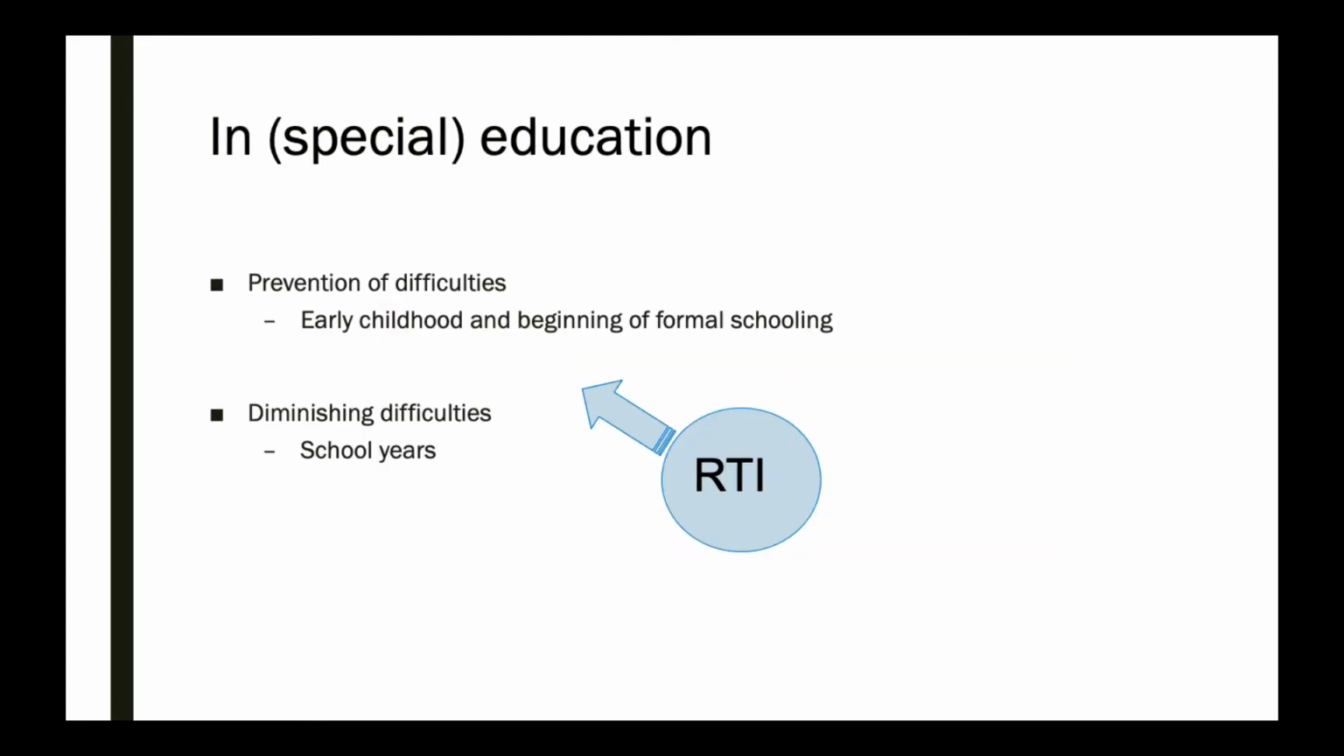In special education, intervention may mean that we try to prevent difficulties, for example, math difficulties. These interventions then often take place in early childhood and in the beginning of schooling. On the other hand, intervention may mean diminishing difficulties. For example, we try to provide targeted interventions for those students who already have been identified as having math difficulties.